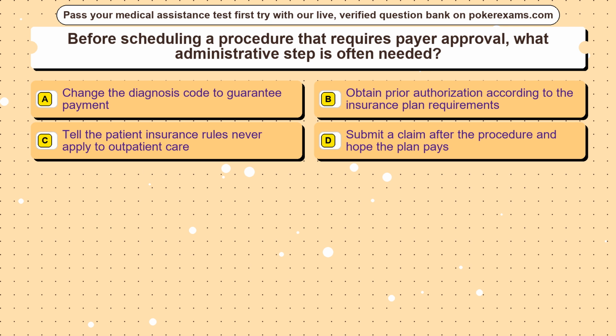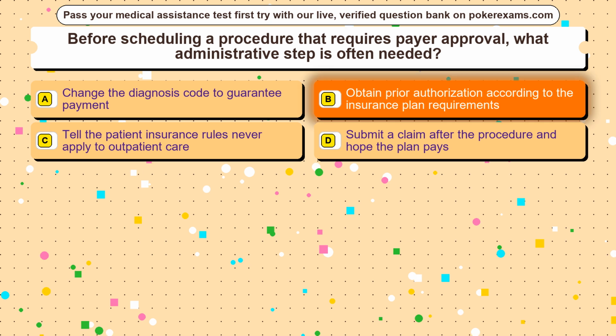Option C, tell the patient insurance rules never apply to outpatient care. Option D, submit a claim after the procedure and hope the plan pays. The correct answer is option B, obtain prior authorization according to the insurance plan requirements.